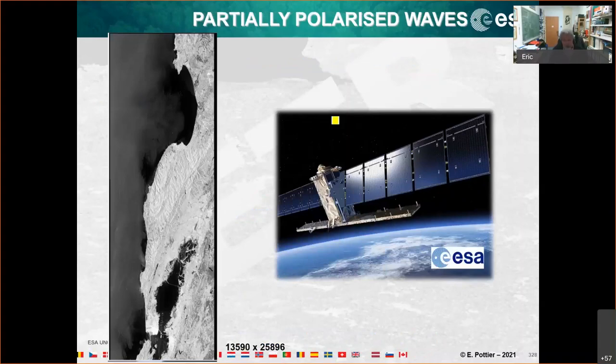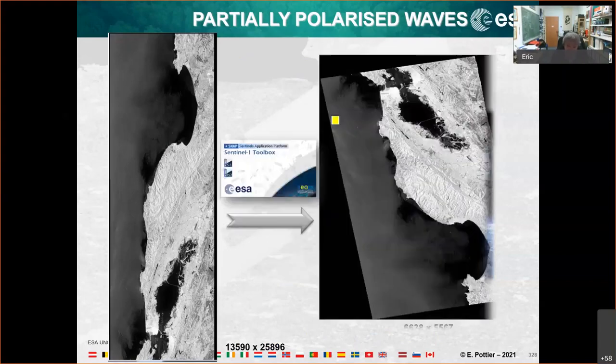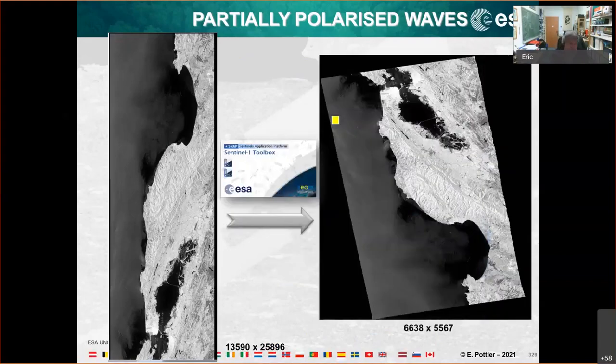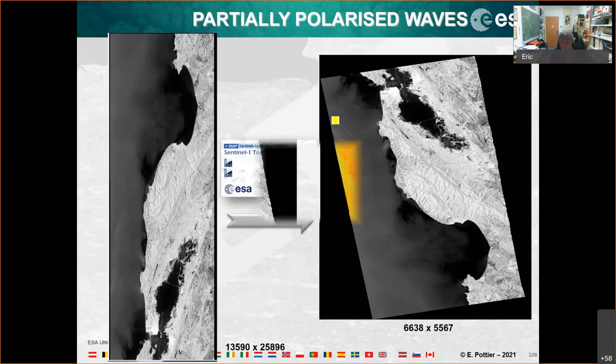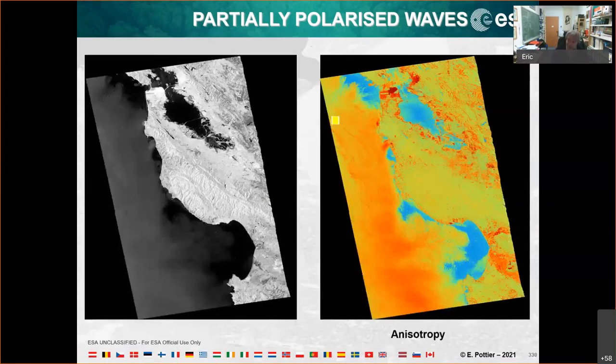Okay, so just to illustrate, I have taken the San Francisco Bay, acquired by Sentinel-1. You can see this image. I used SNAP to geocode the image. I have two channels, HH and HV, dual-pol case only. And what I have done is derive the anisotropy.